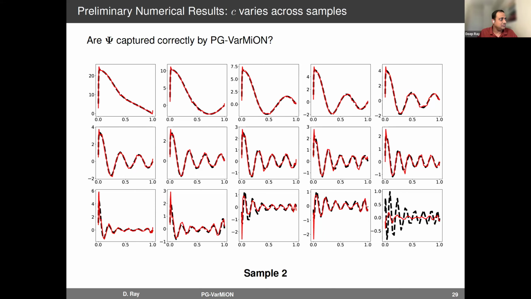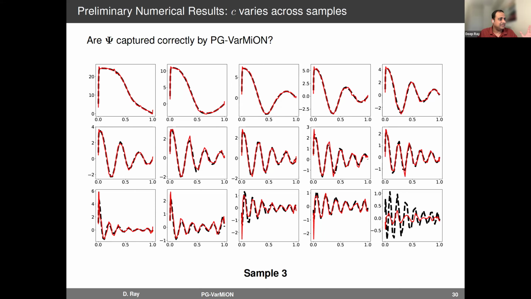So this is sample 2, and this is sample 3. As my C is varying, my underlying trial, the weighting functions are changing, and the PG-VarMiON has learned how to adapt and change the learned psi hats as well to the varying velocity field, and hence is able to perform well even on out-of-distribution samples.